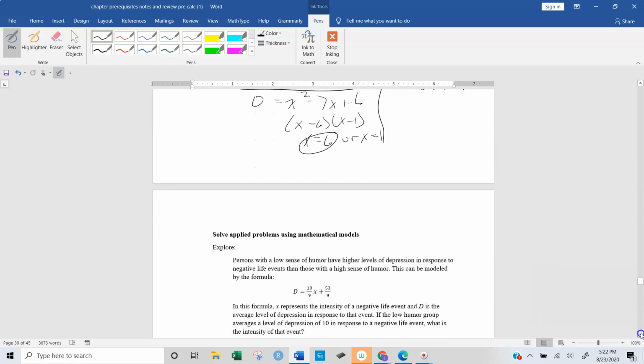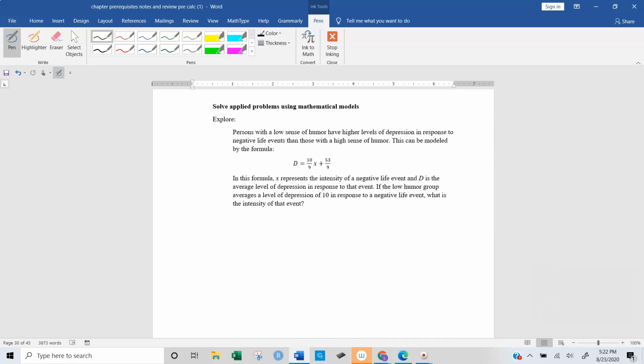All right, we're almost there. Okay, we're going to look at our equation. I'm going to see how this works. So the first thing they give us, we have a low sense of humor. So what do I know? I know my depression rate for a low sense of humor. The formula is D equals 10/9 over X. I would like you to pause and try this before you look at this, please. So pause, try the problem.